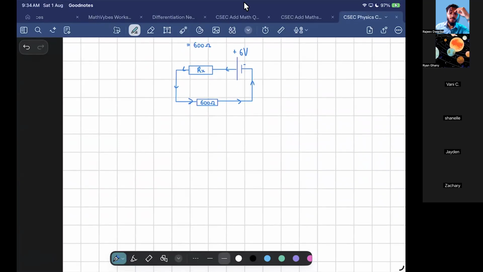Yes, sir. Guys, if you're finding the total current, you first have to find the total what? Resistance. Exactly.